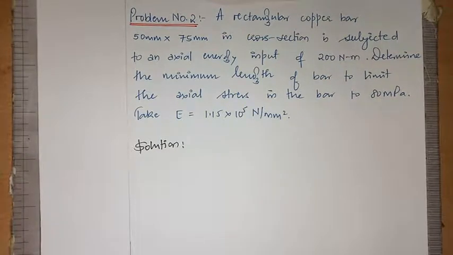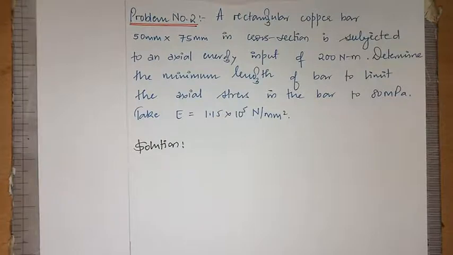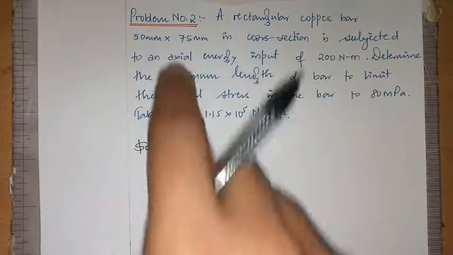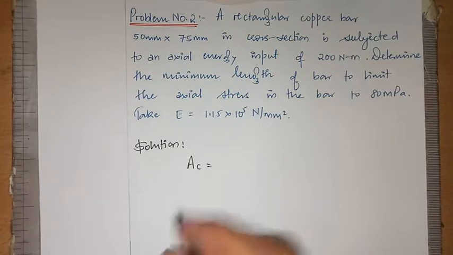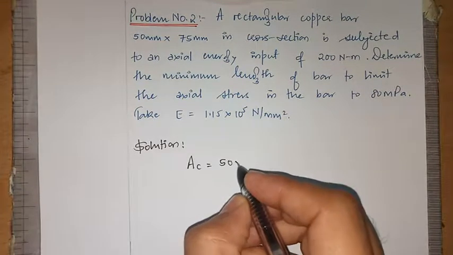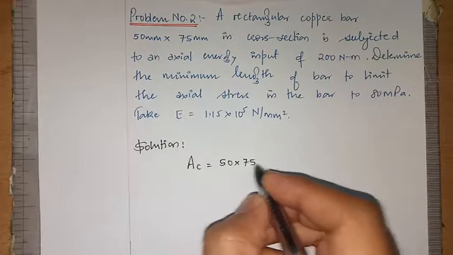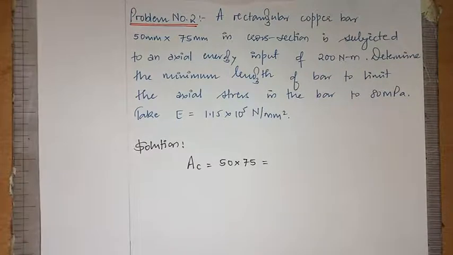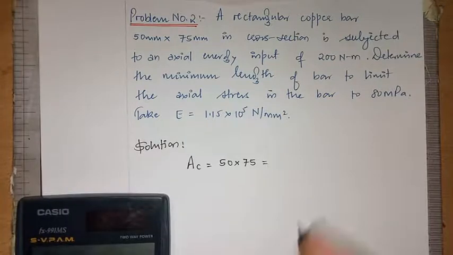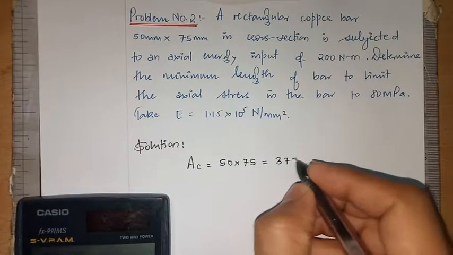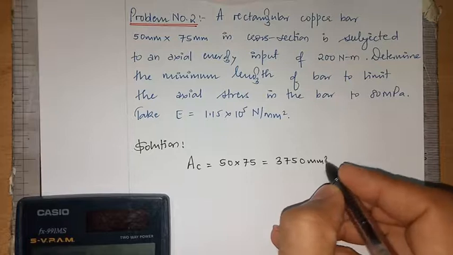Here you are having a rectangular bar of cross section. Whenever the cross section is given, I can calculate the cross sectional area AC. That is 50 mm into 75 mm. So it is 50 into 75, which is 3750 mm square.